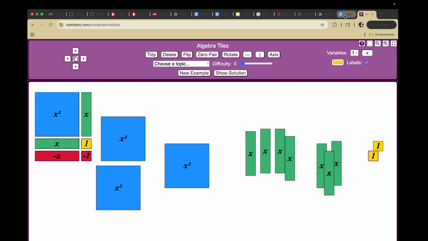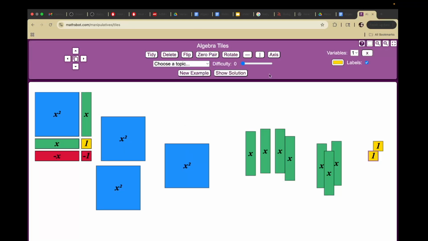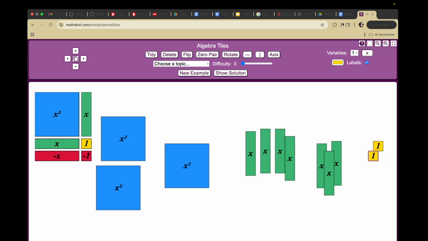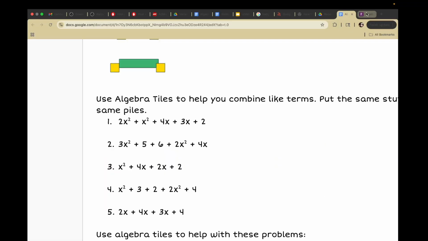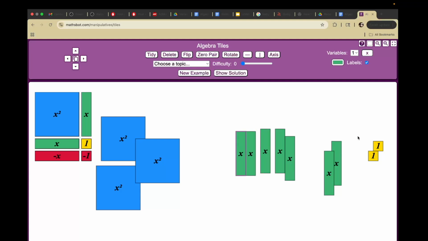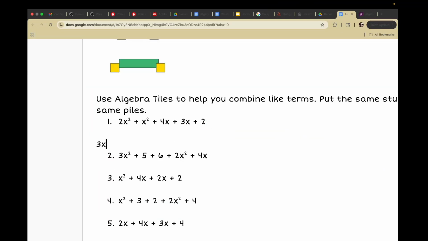Okay, hi, welcome back. I made a cut because that took a while. Anyways, I just basically remade what I wrote here. 2x squared, and then there's an x squared, then 4x and 3x, and then plus 2. And how do we combine like terms here? If you're doing it physically, I suggest you make a little pile of all the things that are the same. So I have the pile of x squareds, and there's 3 of them. That means the first part of my answer is 3x squared.